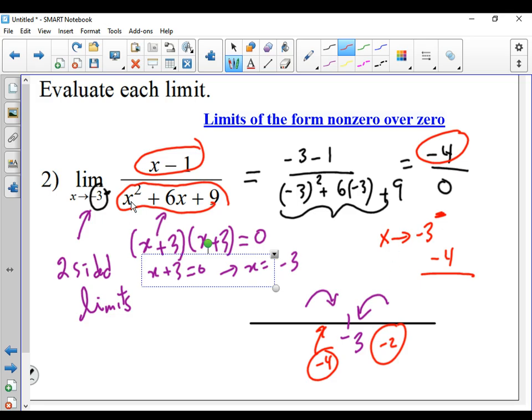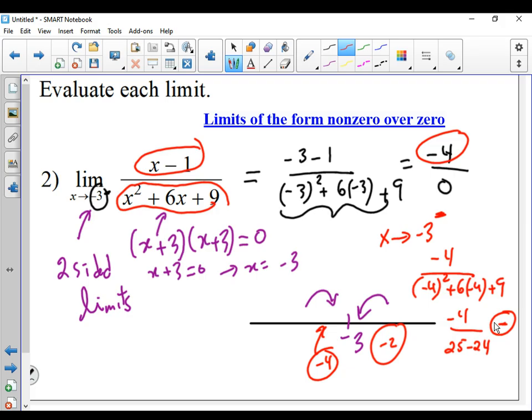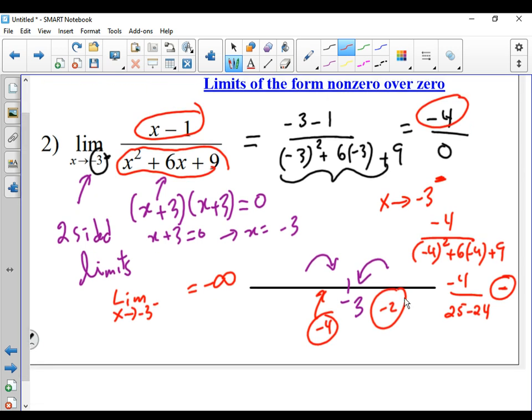So if we plug in -4 for x, what do we get? -4 squared plus 6 times -4 plus 9. We simplify this. That's 16 plus 9, 25, minus 24. So -4 divided by 1, that's going to be a negative answer. That means the limit as x is approaching -3 from the left is -infinity.